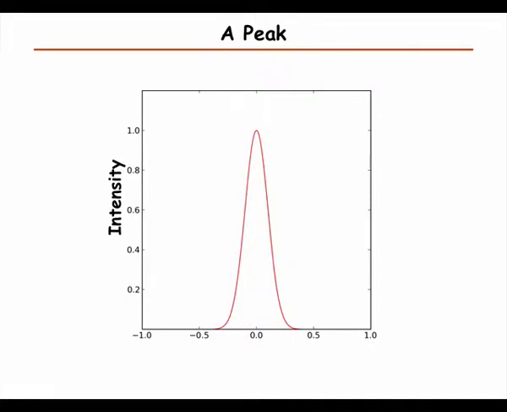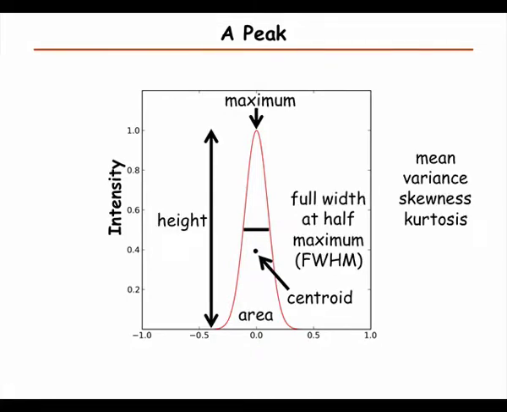So now what we are interested in mass spectrometry is, of course, to characterize peaks. There are many ways we can characterize them. One is we can look at where the maximum is, or we can see what's the height, what's the width of the peak, or what's the area, and also the centroid, so the weighted average of the peak. And then we can calculate things like mean, variance, skewness, and kurtosis of the peak.